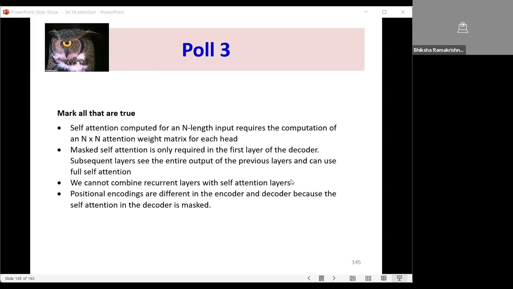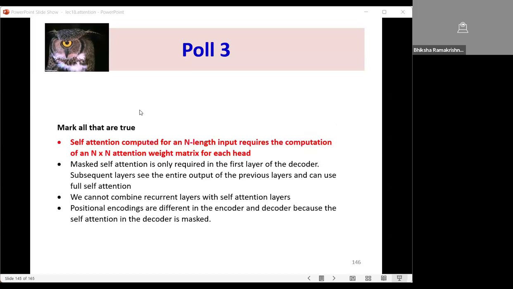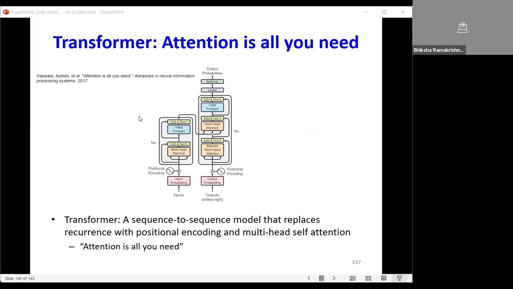You cannot combine recurrent layers with self-attention layers, true or false. You can combine anything with anything, right? Positional encodings are different in the encoder and decoder because self-attention in the decoder is masked, true or false. False, I mean, doesn't really matter, right? So only the first one is true.